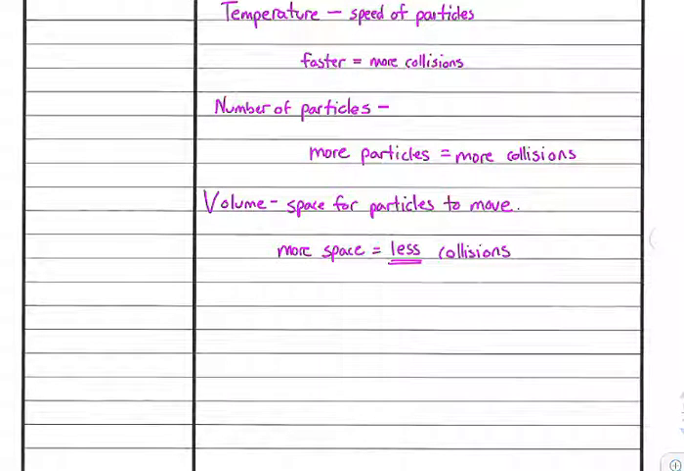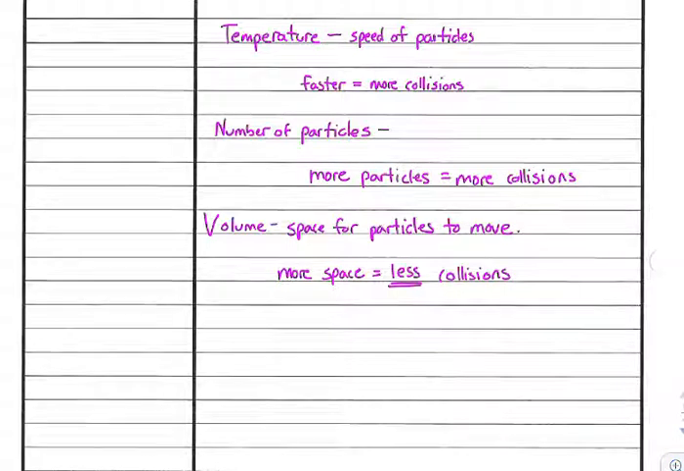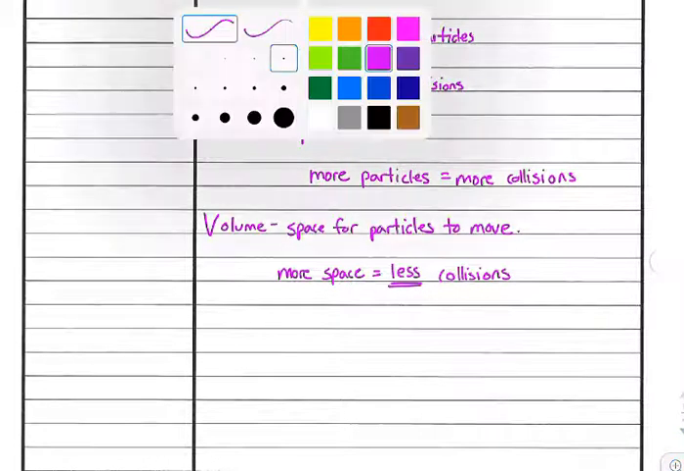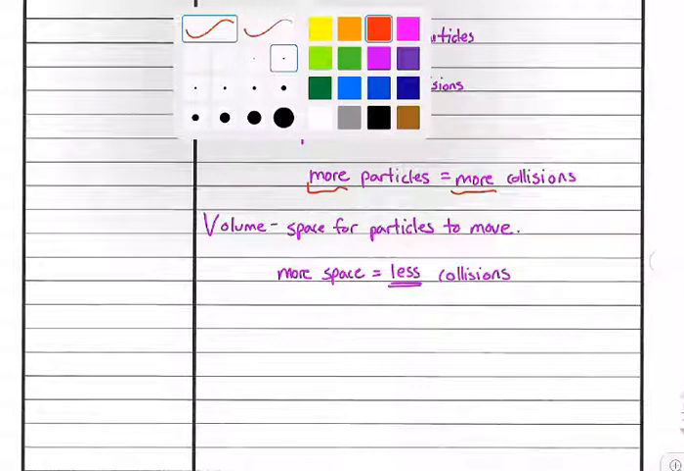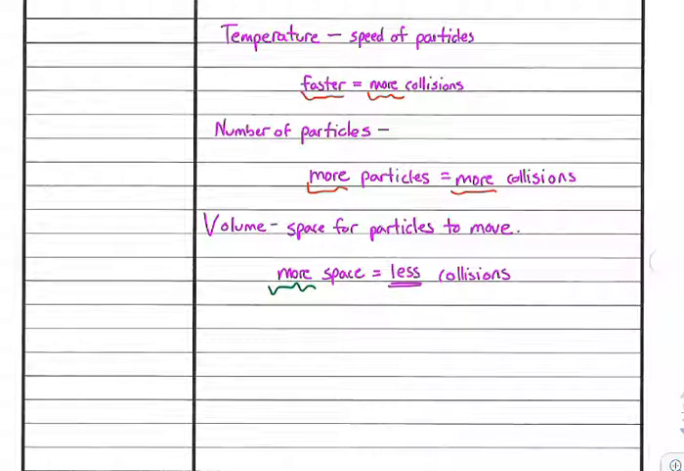So maybe you noticed that these here are kind of the same. We've got faster and more, more particles and more. And then we have this last one here that's backwards, so let me make it a different color. Green maybe. Then we have more and less. So we've got some relationships there. We just think about what the particles are doing.